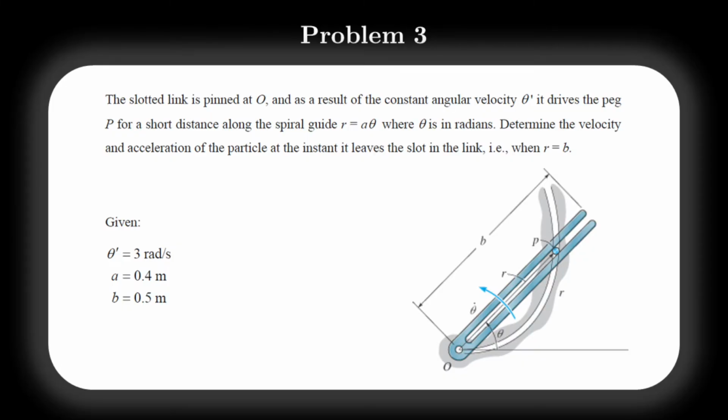Problem 3 states, the slotted link is pinned at O, and as a result of the constant angular velocity theta dot, it drives the peg P for a short distance along the spiral guide r equals a theta, where theta is in radians. Determine the velocity and acceleration of the particle at the instant it leaves the slot in the link, i.e., when r is equal to b.